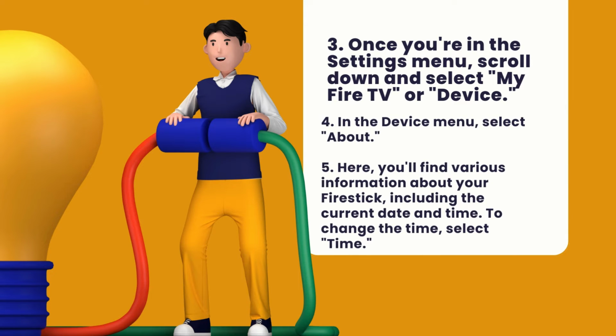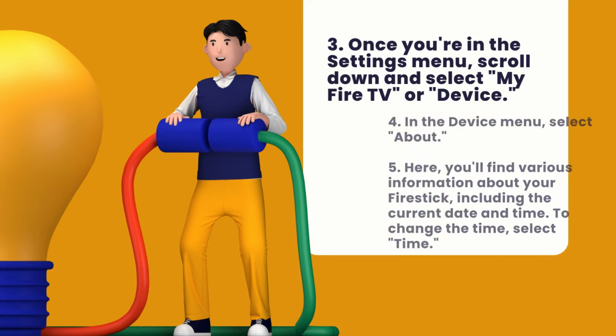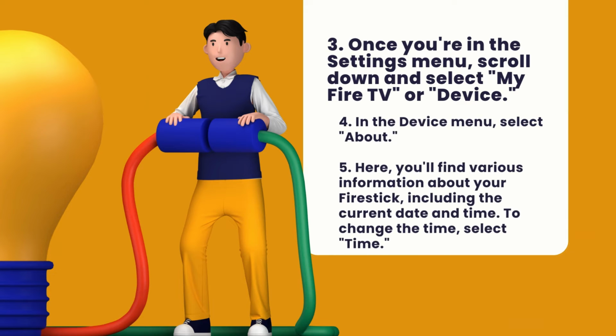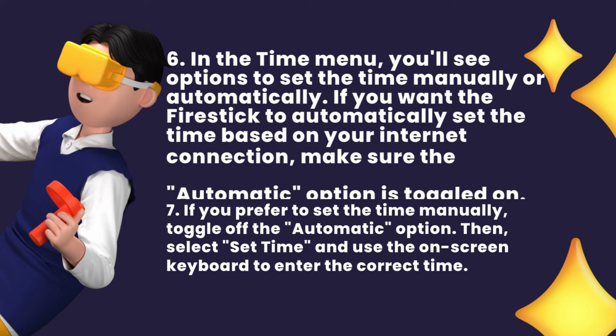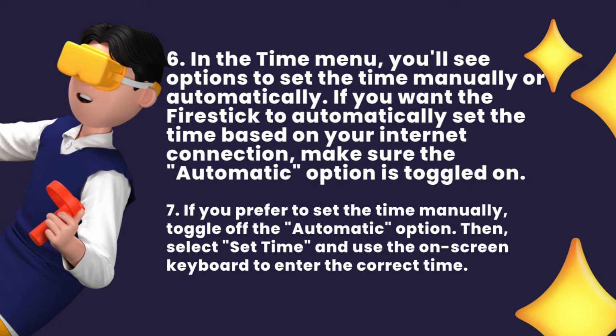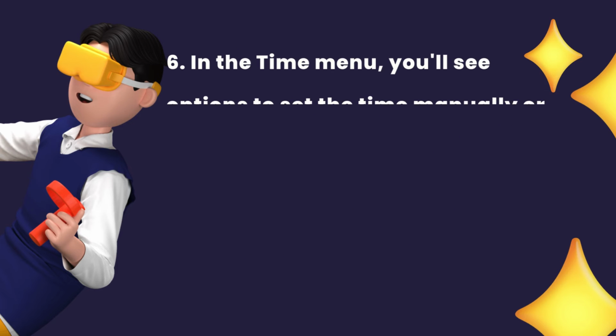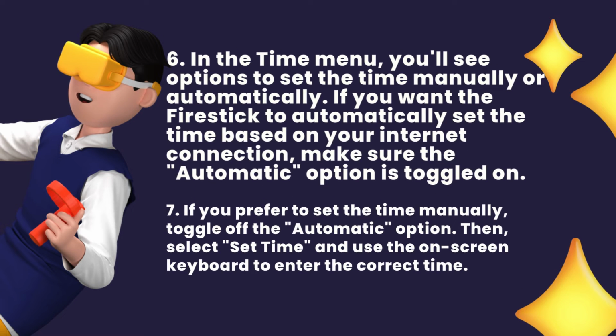5. Here you'll find various information about your Firestick, including the current date and time. To change the time, select Time. 6. In the time menu, you'll see options to set the time manually or automatically. If you want the Firestick to automatically set the time based on your internet connection, make sure the automatic option is toggled on. 7. If you prefer to set the time manually, toggle off the automatic option.